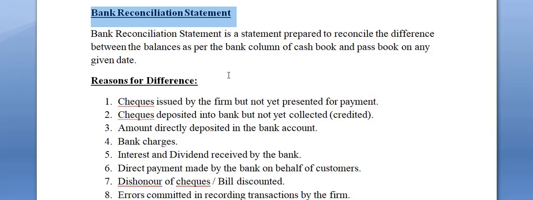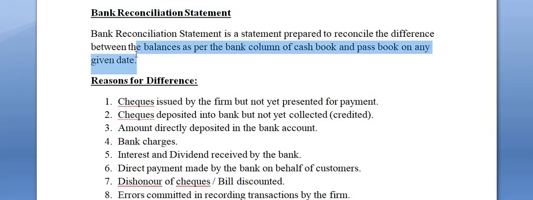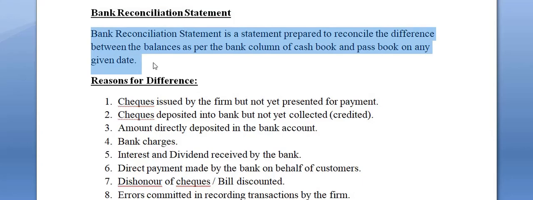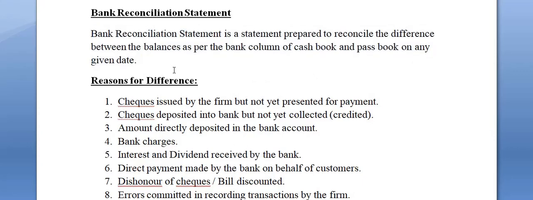The definition is given out here. You can also find it in the book, but you must understand the definition. Bank reconciliation statement is a statement prepared to reconcile the differences between the balances as per the bank column of cash book and passbook on any given date. So on a given date, if you want to match your cash book and the passbook together, there may be a difference.